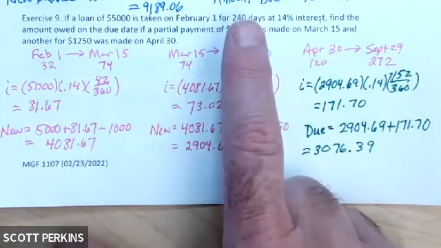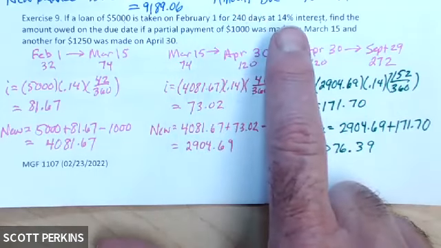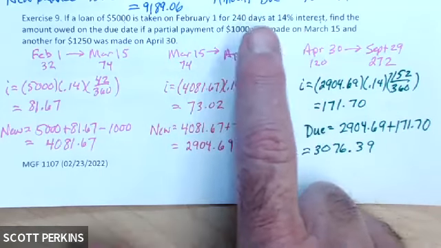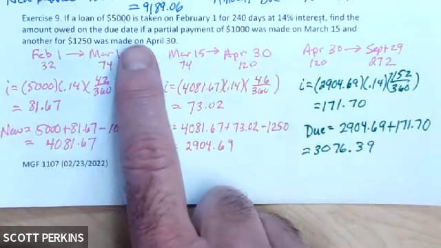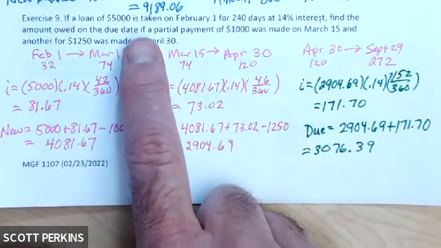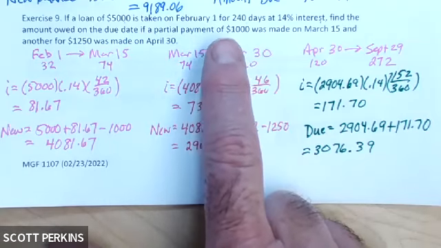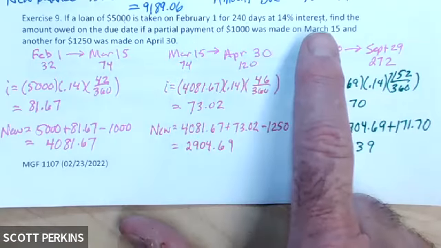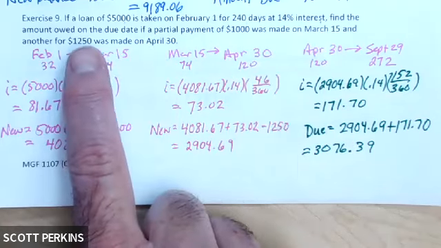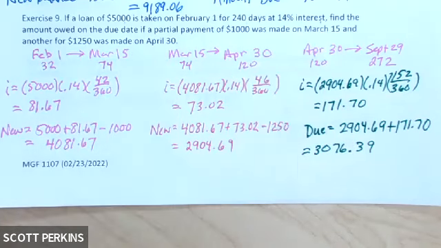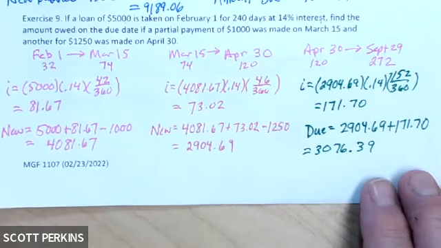So 240 days at 14% interest. We're going to find the amount owed on the due date. Okay, that's our very final answer. A partial payment of $1,000 was made on March 15th, and another partial payment of $1,250 was made on April 30th. So we just have to go through this process a couple times.